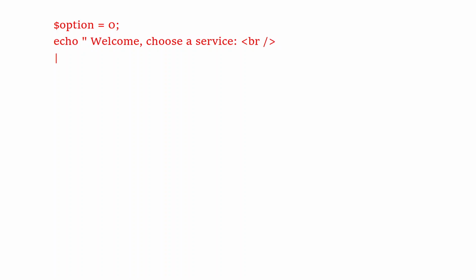Then you can come here, enter option number 1, and say maybe deposit. Option number 2, withdraw. So break, just take it to the next line. Option number 3, check balance.